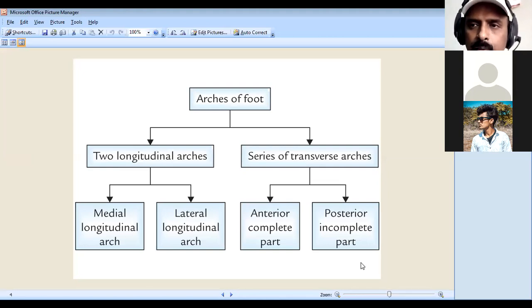Iliotibial tract I have told. Ligamentum patellae also I have told. So with this, we have covered almost all the short notes of the lower extremity. The same questions may be asked as 10 marks long questions; that also you have to remember.